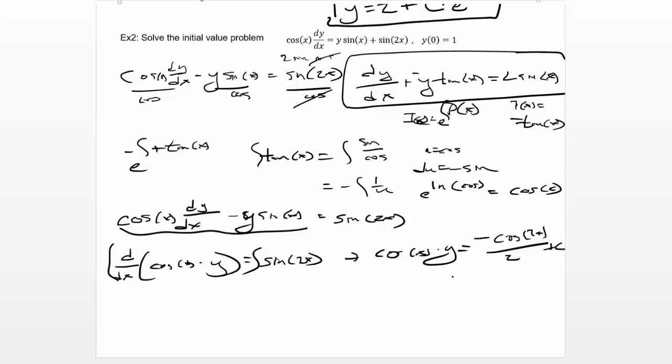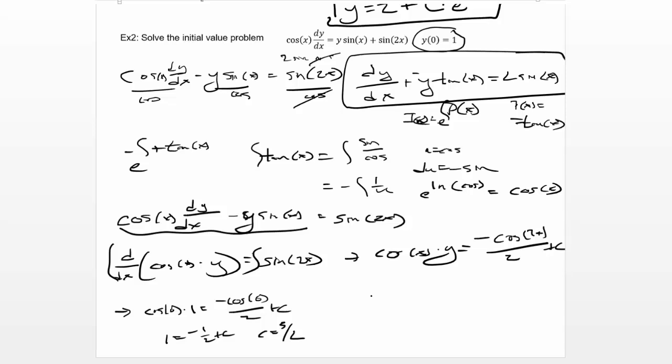It's probably best at this stage, before we start dividing by cosines and so forth, to figure out what this value of c is. Since we have this initial condition, we can substitute in x equals 0 and y equals 1 to find this constant of integration. So cosine of 0 times 1 is equal to minus cosine of 0 over 2 plus c. Or better yet, 1 equals minus 1/2 plus c. c is 3/2.